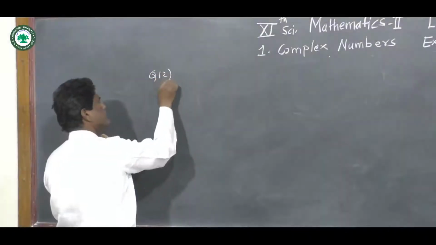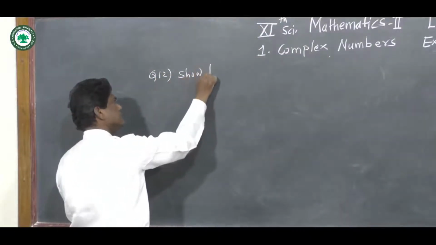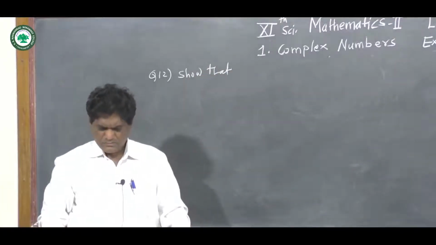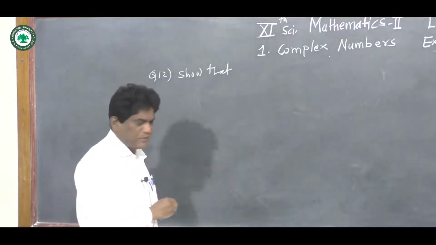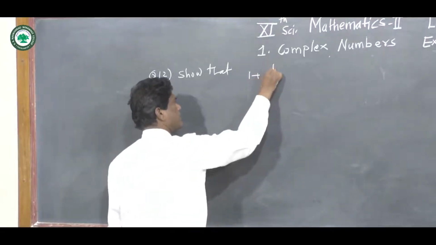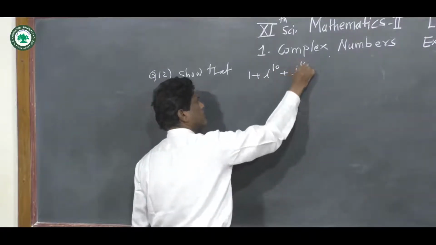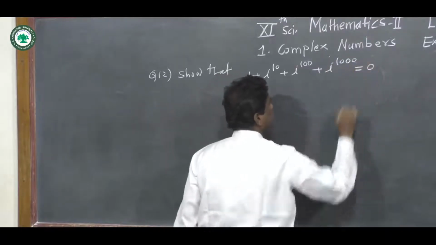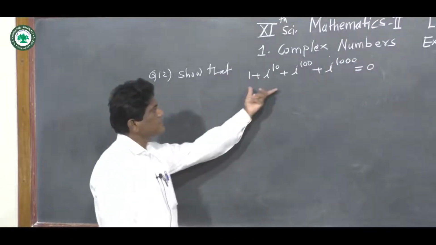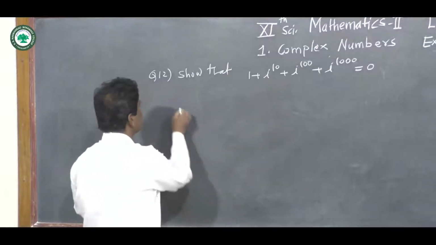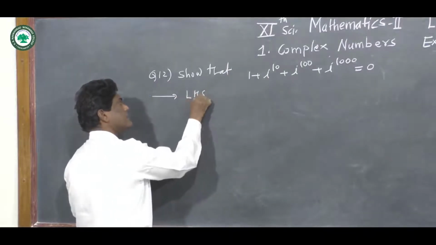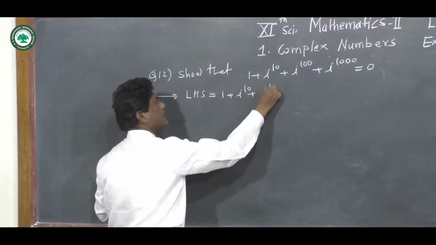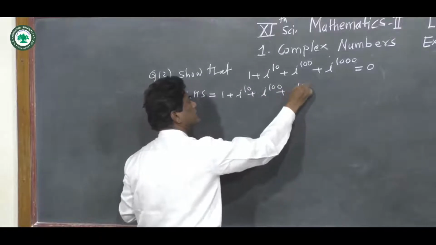12th problem, show that 1 plus i to the power 10 plus i to the power 100 plus i to the power 1000, it is equal to 0. We have to show this. Now we consider here left side. So consider here LHS. LHS is equal to 1 plus i to the power 10 plus i to the power 100 plus i to the power 1000.